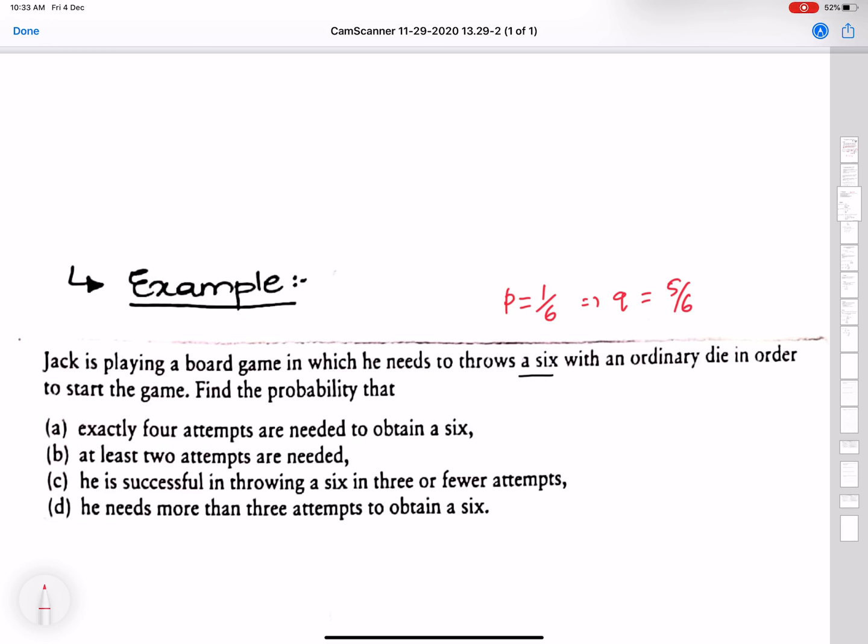Exactly 4 attempts are needed to obtain a 6. Now, this is part 1. With the help of properties, you can solve this as q to the power 3 into p. Now, at least 2 attempts are needed. You can solve this as X greater than or equal to 2. Therefore, according to the properties, this will be q to the power 2 minus 1, which is basically q. He is successful in throwing a 6 in 3 or fewer attempts.